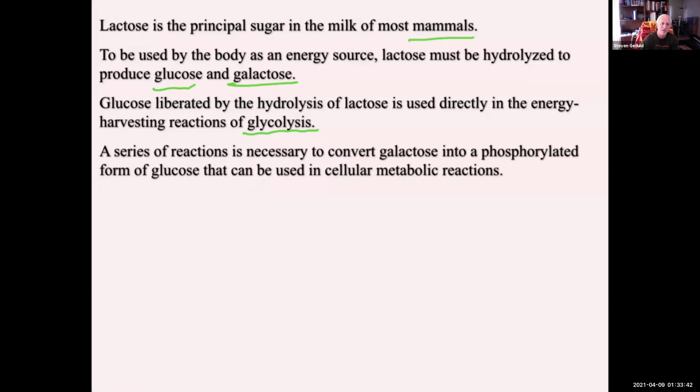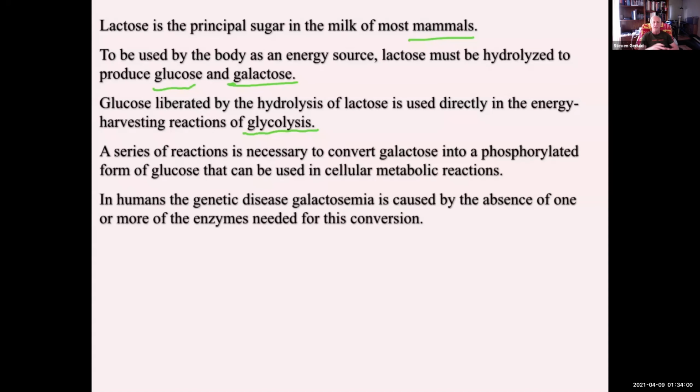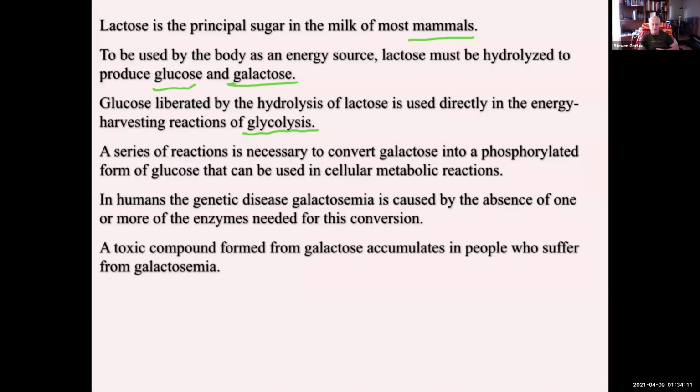All right. So a series of reactions is necessary to convert galactose into a phosphorylated form of glucose that can be used in cellular metabolic reactions. So we use a glucose and we use a galactose to perform a reaction. You cannot use lactose. You have to break it down into separate monosaccharides. In humans, the genetic disease galactosemia is caused by absence of one or more of the enzymes needed for this conversion. So in galactosemia, you cannot use galactose. A toxic compound from galactose accumulates in people who suffer from galactosemia.